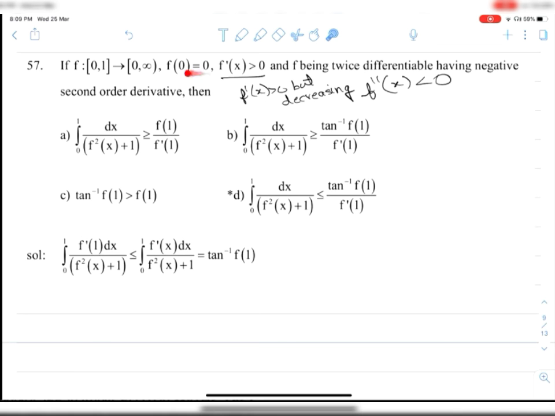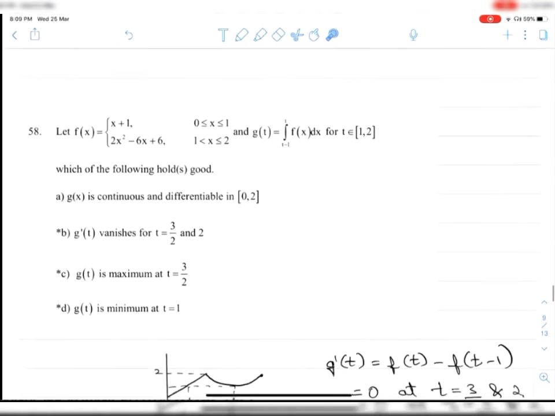f of 0 he gave as 0. So it will simply be tan inverse of f of 1. This f dash of 1 I will bring in the denominator. Tan inverse f of 1 by f dash of 1 is greater than or equal to integral 0 to 1 dx by f of x whole square plus 1. And tan inverse f of 1 is less than or equal to f of 1. That option is not there here. But if he is asking that, this will be less than or equal to f of 1 by f dash of 1 also. So option A will be false. Okay. We'll go for the next question.